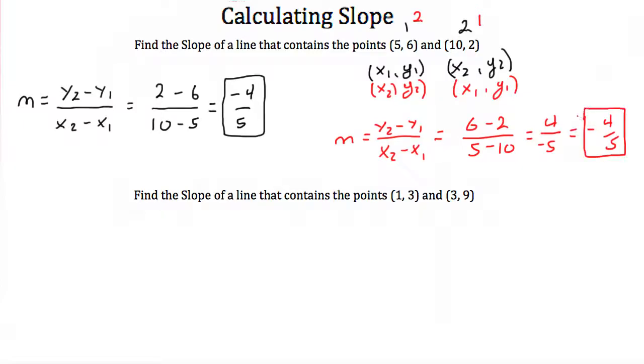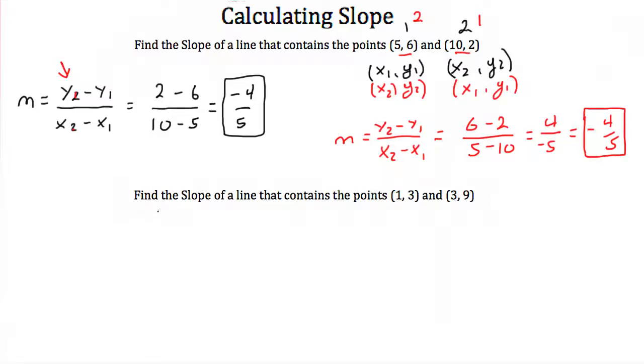I did this both ways to show you that it doesn't matter what order you put the points into this equation, as long as your 2's, your y2 and your x2, come from the same point, and your y1 and your x1 come from the other point. So let's try the next problem.